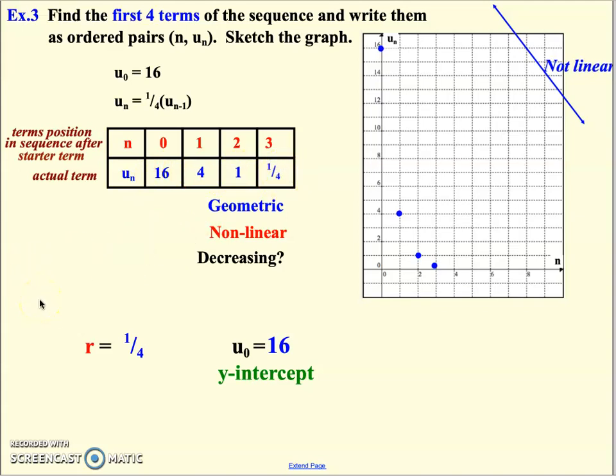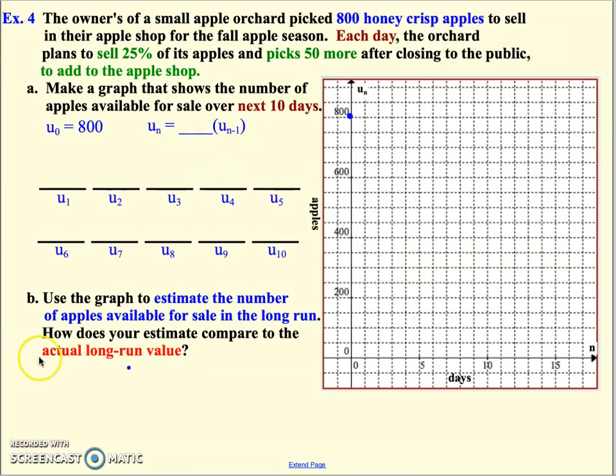So I think the idea of connecting a graph to a sequence is pretty easy because they're really just going cut and dry, sort of two things, right? We got linear arithmetic, we got curve geometric, and that's all really we have to get out of it. Okay, let's get to one last one here and we'll wrap it up.